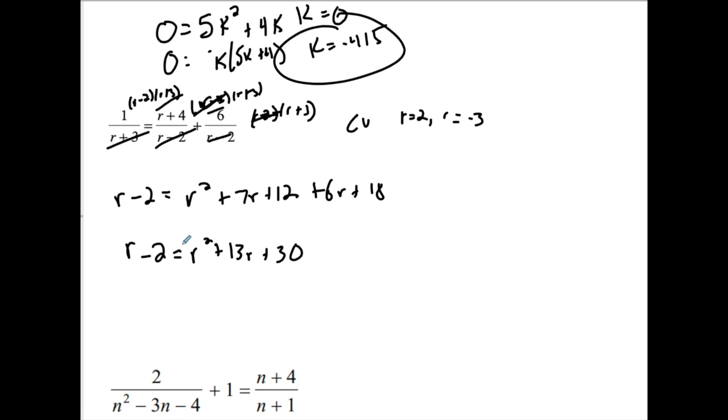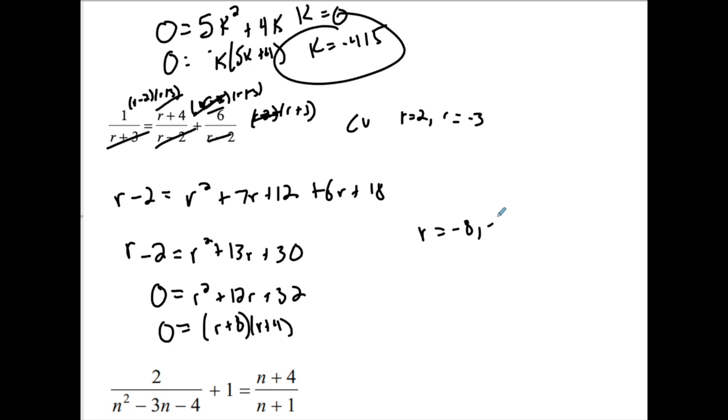We're not ready to factor just yet. 0 equals r squared plus 12r plus 32. Some of you might be tempted to factor, but you can't factor to the left until you have it equal to 0. Okay, so 0 equals r plus 8, r plus 4. So r equals negative 8 or negative 4, which are allowed because they're not considered excluded values.